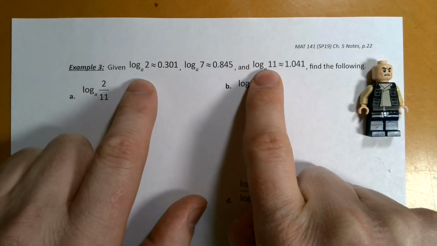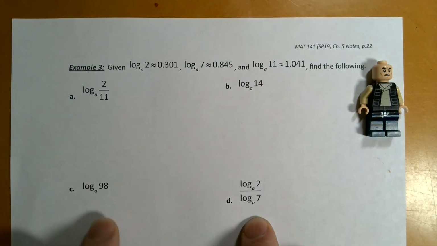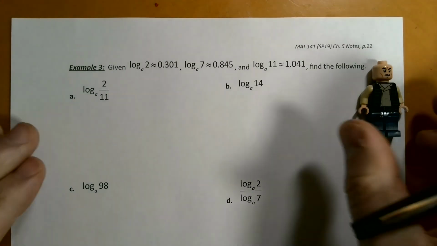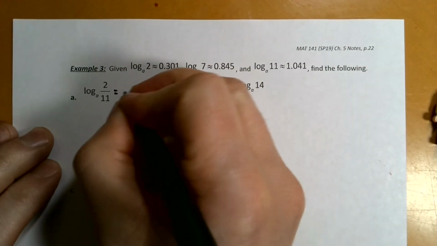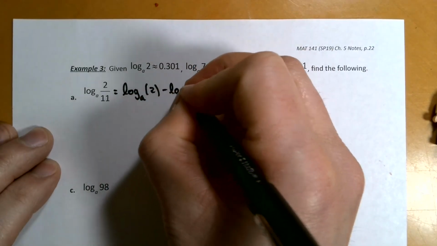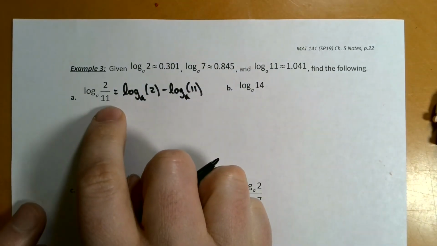We could do some work and solve for a if we wanted to, and then we could just use our calculator to do all these. But our goal here was to find these without using a calculator. So, for example, when you see division, you know that this is really just log base a of 2 minus log base a of 11 by the quotient property.